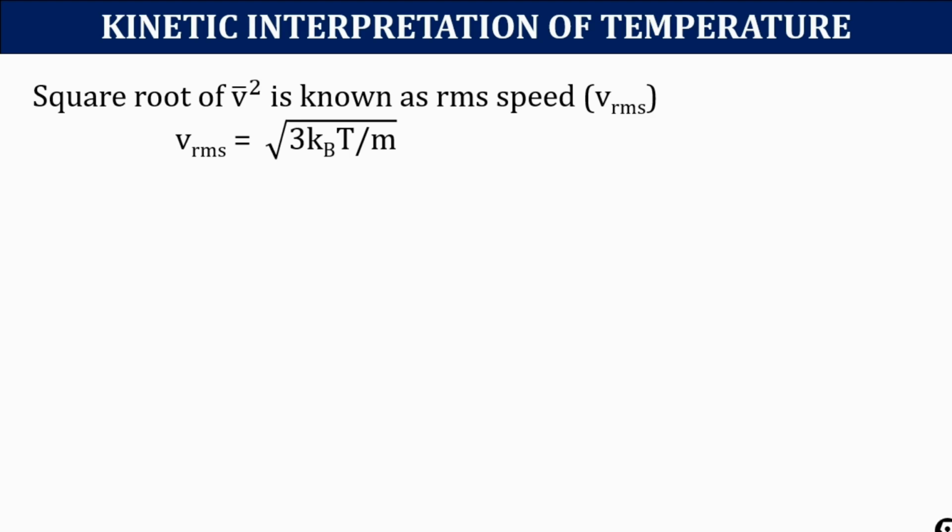We know the expression half m v bar square is equal to 3 by 2 kBT. The 2 and 2 get cancelled. We have v bar square equal to 3 kBT divided by m. Taking the square root on both sides, we know that the square root of v bar square is vrms. It should be equal to the square root of 3 kBT divided by m.